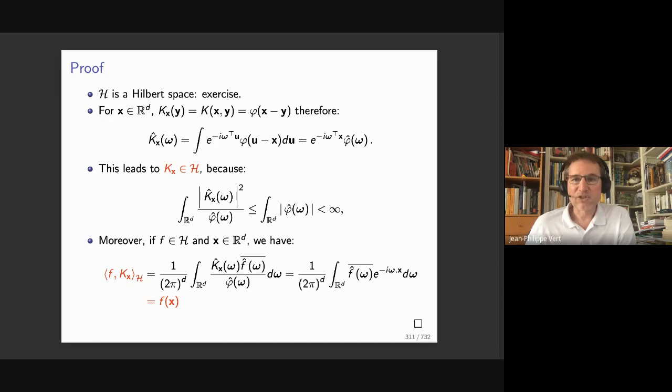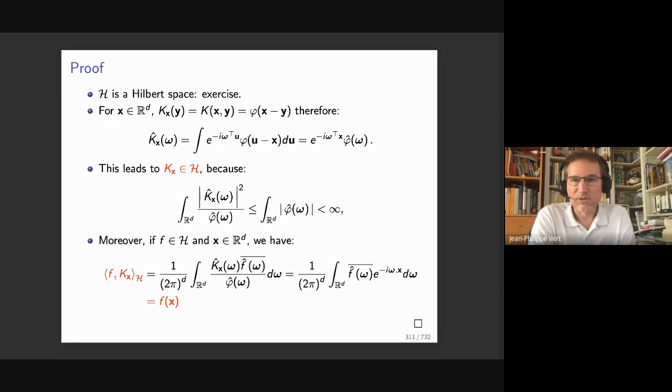And what we get is just the integral of f hat of omega conjugate times exponential minus i omega transpose x d omega. All this is the conjugate of the integral of f hat of omega times exponential plus i omega transpose x. And this thing is exactly the formula for the inverse Fourier transform. So this is exactly the conjugate of f of x, which is equal to f of x because f is real valued.